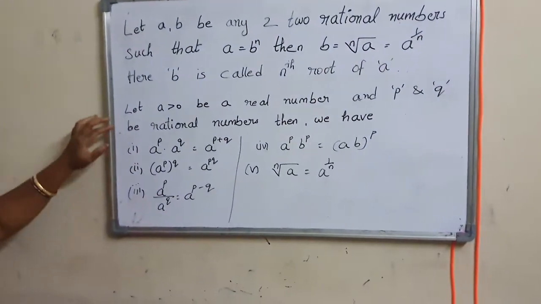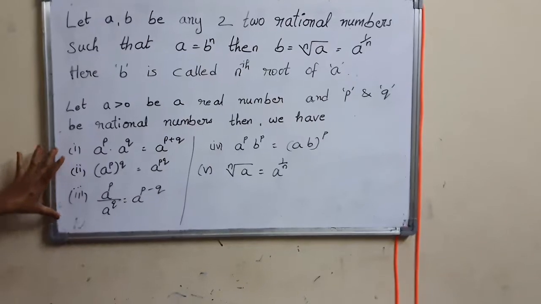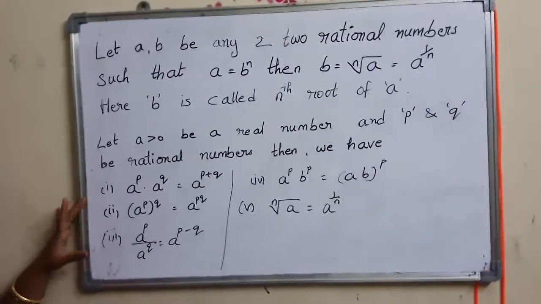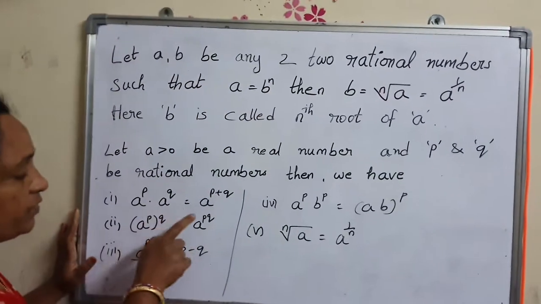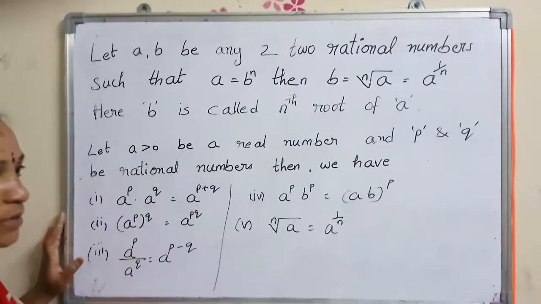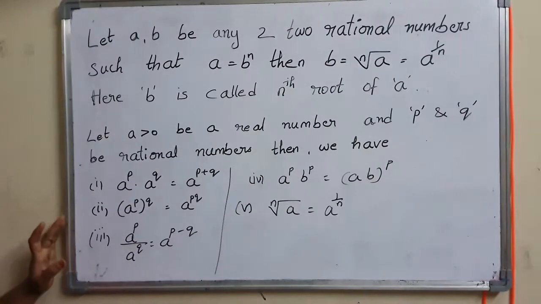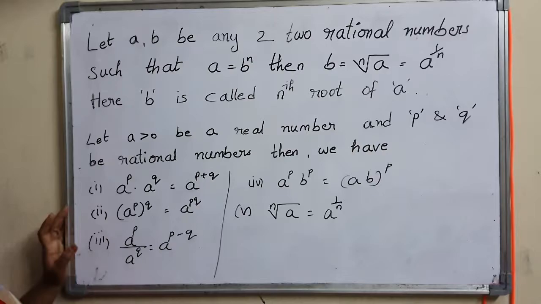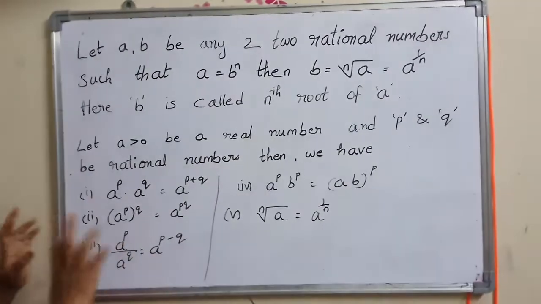Now here these are the extended laws of exponents. As we said before, if the bases and exponents are rational numbers, then the laws of exponents need to be extended as a rational number.